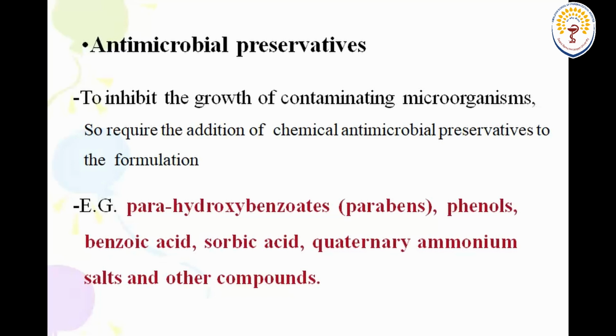Antimicrobial, or you can say preservative. Preservatives are agents which are used to inhibit the growth of microorganisms in the formulation. To inhibit the growth of contaminating microorganisms, we require a chemical to preserve a formulation, which is called preservative. Examples are parahydroxybenzoate, phenols, benzoic acid, sorbic acid, etc.